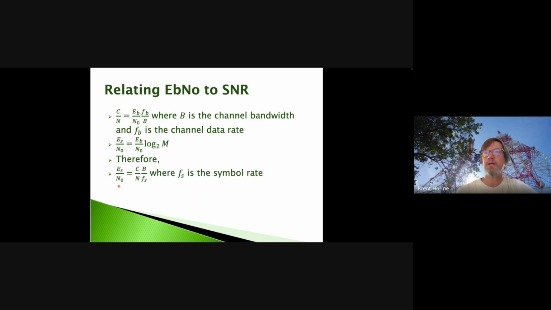Therefore, we can substitute in some stuff here. We can write this energy per symbol divided by the power spectral density as this carrier to noise ratio, or SNR, times the bandwidth of our channel divided by the symbol rate. Fs is the symbol rate. This Fb is in terms of the number of bits; we call it the channel data rate. I'm not sure if I were in charge I would have chosen that terminology, but that's distinguished from this Fs, the symbol rate, and that's related through this K factor, or log base 2 of M.